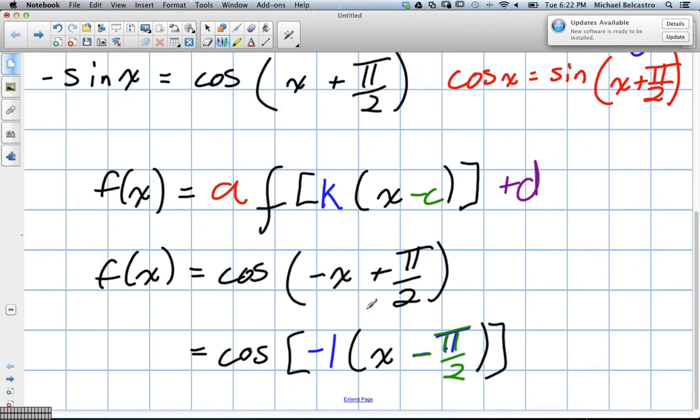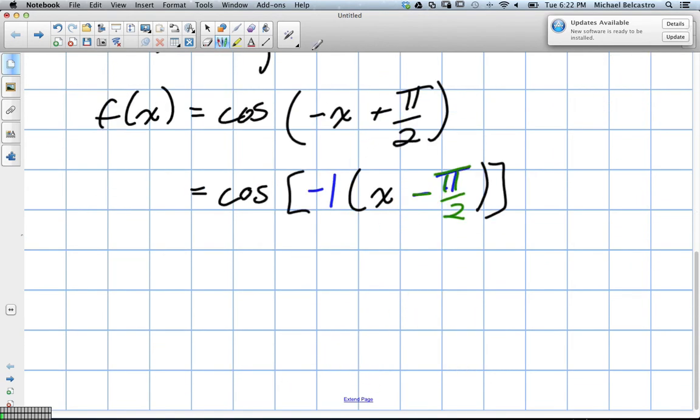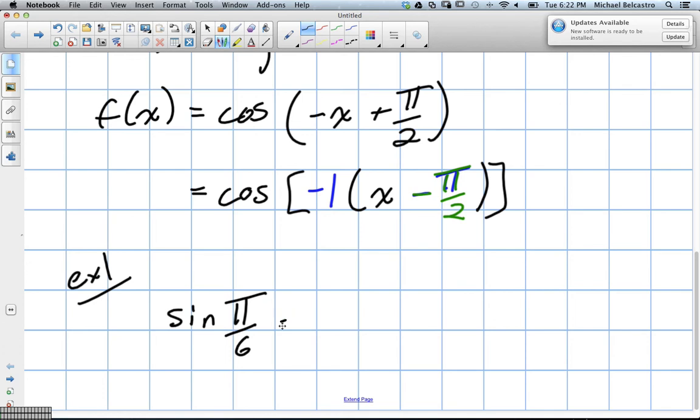Okay, so you have a question written there, and I'll try to address it. Example 1. Given that sine pi over 6 is equal to a half, use an equivalent trigonometric expression to show that cos pi over 3 is equal to a half. So I think the goal here is to draw some relationship between these.